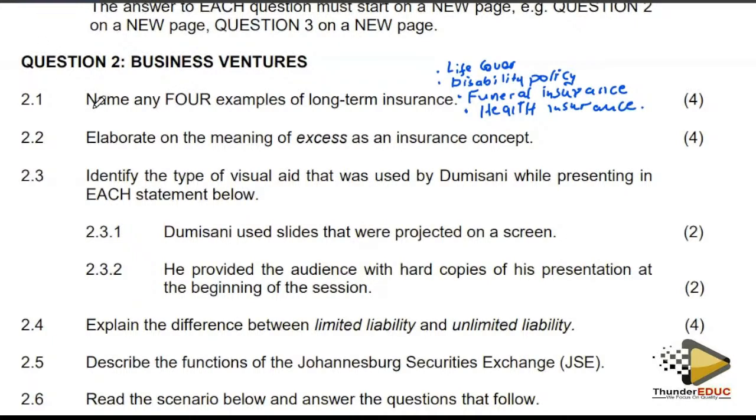One, a higher excess amount keeps the insurance premium lower.